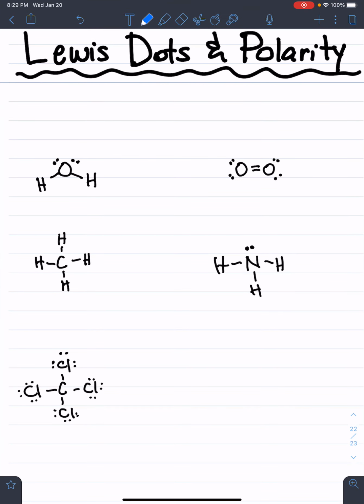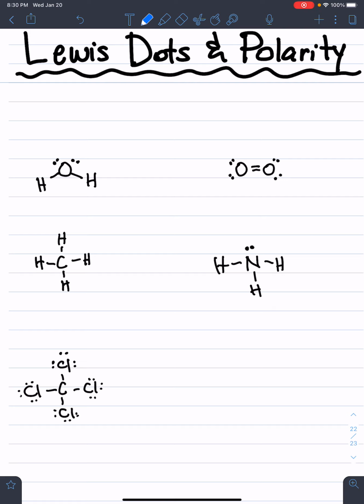Right, today our lesson is on Lewis dot structures and polarity. So pull out your notebook or a piece of paper, write down the title, and then we'll get going for today. Alright, so we're going to be looking at these Lewis dot structures, and we're going to be determining if they have polarity or not, so if they're polar or not.